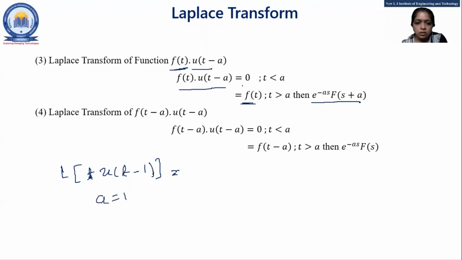What is your function? Your function f(t) is equal to t. So if you apply Laplace on this function f(t), that is Laplace of t, what is it, students? Laplace of t is 1 upon s square.